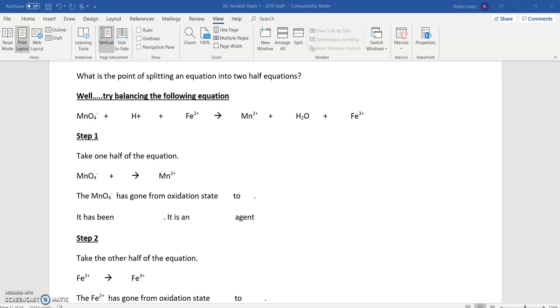So we've done some half equations. Now let's ask the question: what's the point of splitting an equation up into two halves and then putting it back together? Well, the simple reason is so that you can balance it.